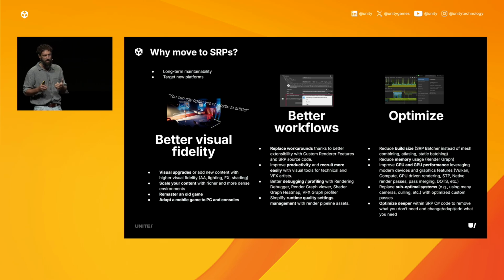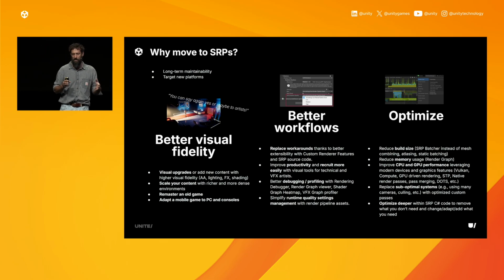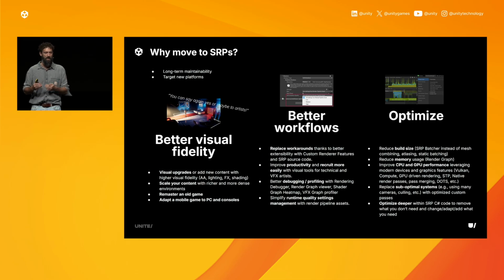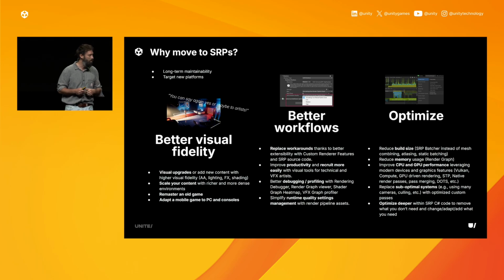And then replace also suboptimal systems. That's a big one. We see a lot of people who are using a lot of cameras in built-in render pipeline. And with custom render features, you can replace it with something much cleaner and much more performant. In some very big games that upgraded, they could see like 40% performance improvement just by better managing the cameras. And then you can optimize deeper again with SRP C# source code, remove what you don't need.